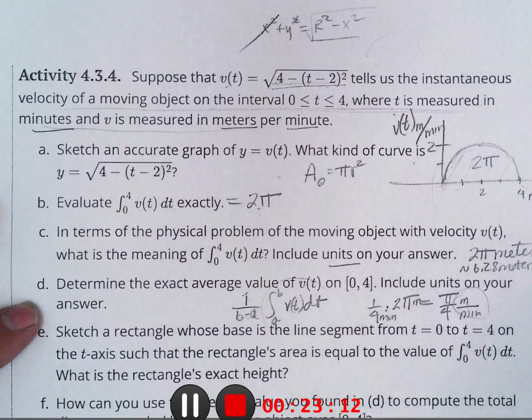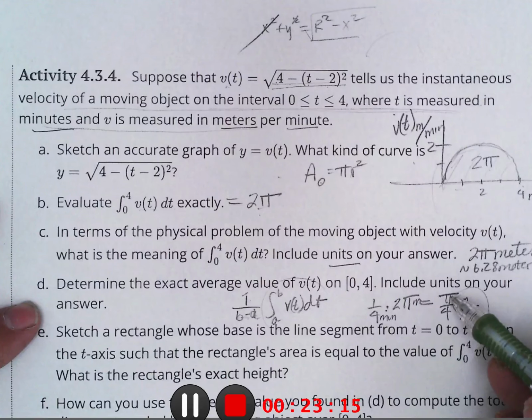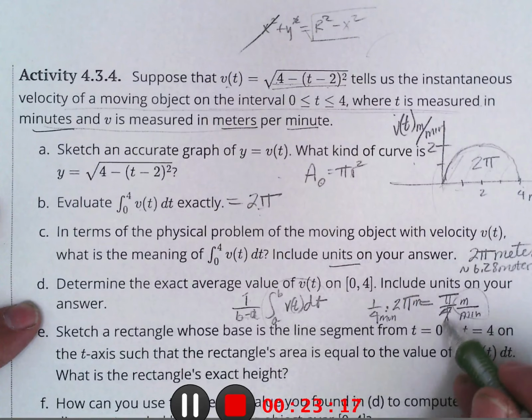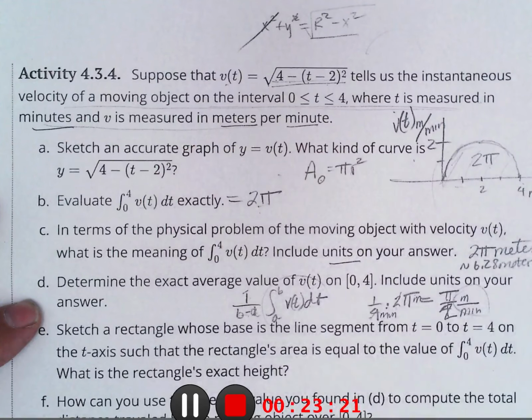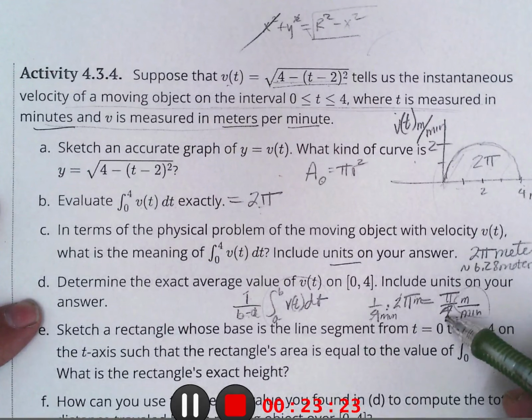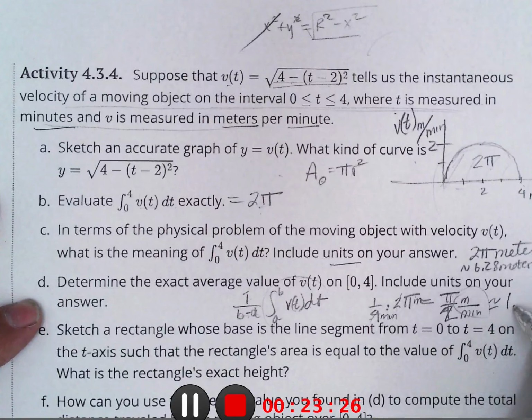And 1/4 of 2 pi is pi over 2. 2 goes into 4, 2. Pi over 2. And half a pi is approximately 1.57 meters per minute.